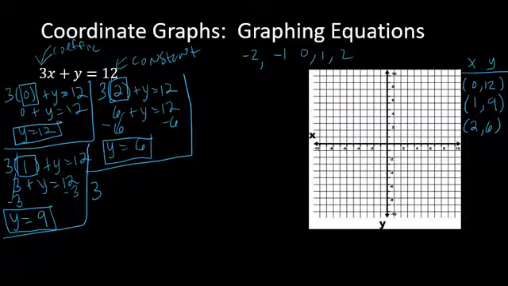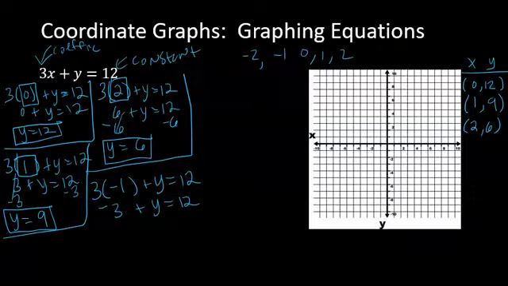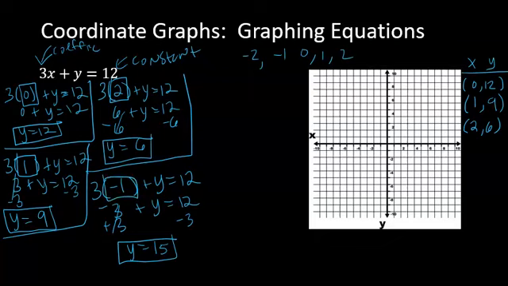Let me do another one. We're going to do the negative numbers now. My mystery number is -1, into that x, or where the x was living. I took the x out and made it into a -1. -3 plus y equals 12. Then I got to do +3 to get rid of it. It gives me 15, right? And then I pick -1, 15.